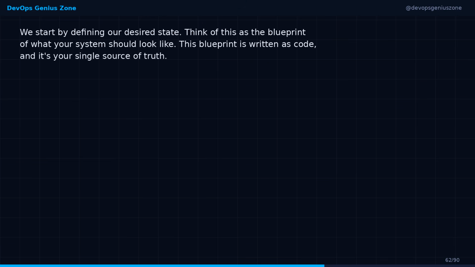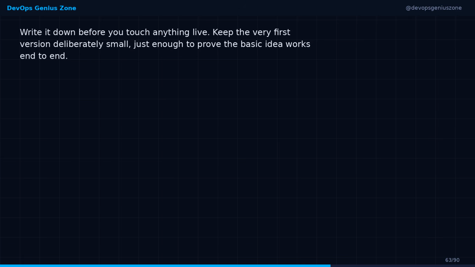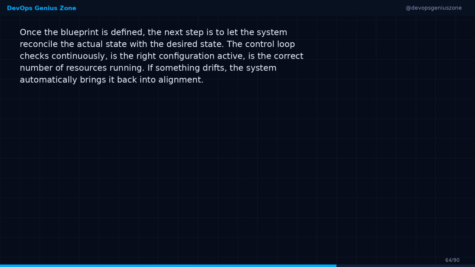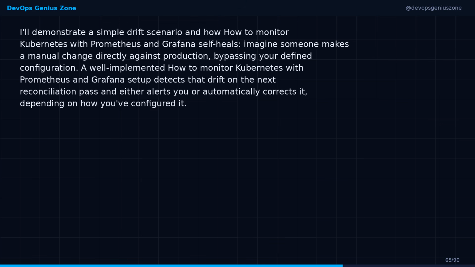Once the blueprint is defined, the next step is to let the system reconcile the actual state with the desired state. The control loop checks continuously: is the right configuration active, is the correct number of resources running. If something drifts, the system automatically brings it back into alignment. I'll demonstrate a simple drift scenario and how to monitor Kubernetes with Prometheus and Grafana self-heals. Imagine someone makes a manual change directly against production, bypassing your defined configuration. A well-implemented how to monitor Kubernetes with Prometheus and Grafana setup detects the drift on the next reconciliation pass and either alerts you or automatically corrects it, depending on how you've configured it.